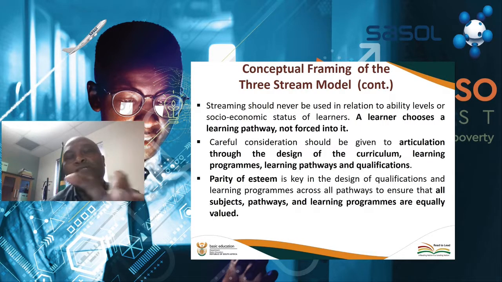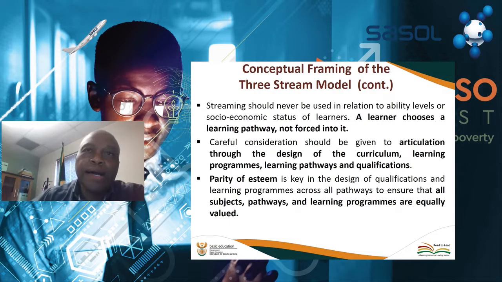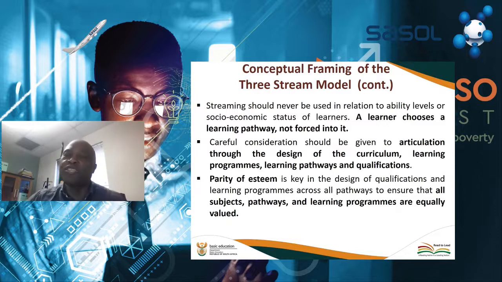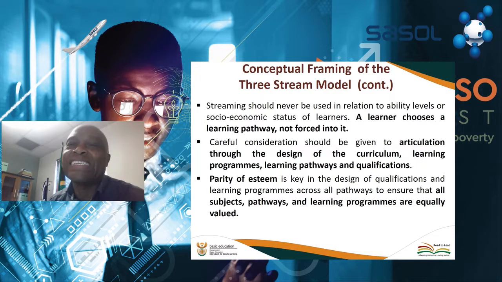So we should move away from the notion that learners will be channeled into the vocational and, of course, maybe the occupational learning pathways simply because they are struggling with the academic learning pathway. That should not be by design. It should be by choice. It should be by interest, and it should be by aptitude.